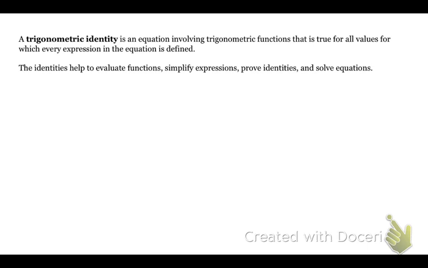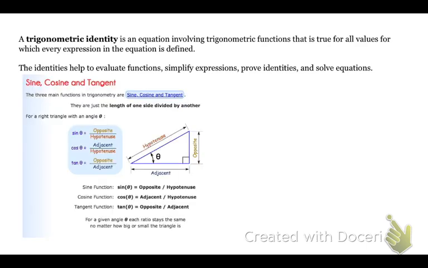Now, these are important once you get into calculus, okay? And especially the ones that we're going over today. So these basic ones are ones you definitely should know right now, okay? Sine is opposite over hypotenuse, cosine is adjacent over hypotenuse, tangent is opposite over adjacent. We know all of those.